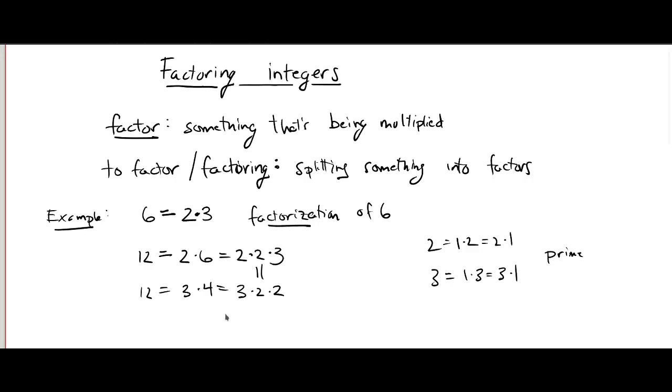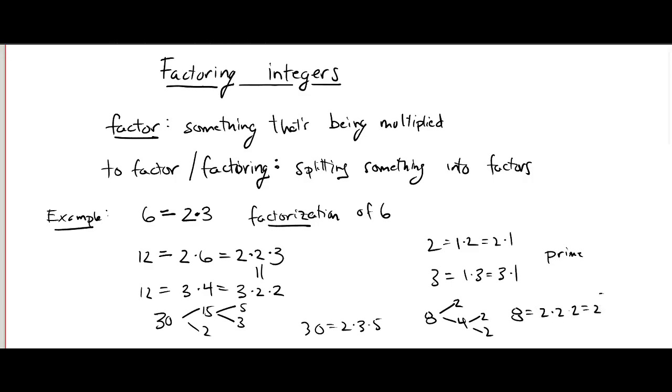So if we're factoring 30, we could split 30 up as 15 times 2, and then 15 we can split up as 3 times 5. So 30 equals 2 times 3 times 5. And I could look at something like 8. So 8 is 2 times 4. And 4 is 2 times 2. So 8, its prime factorization would be 2 times 2 times 2, or 2 to the third power if we like.